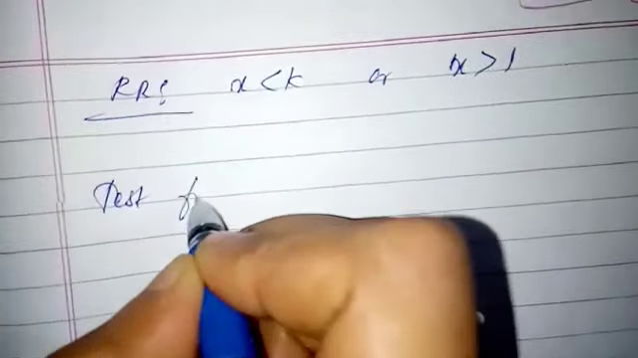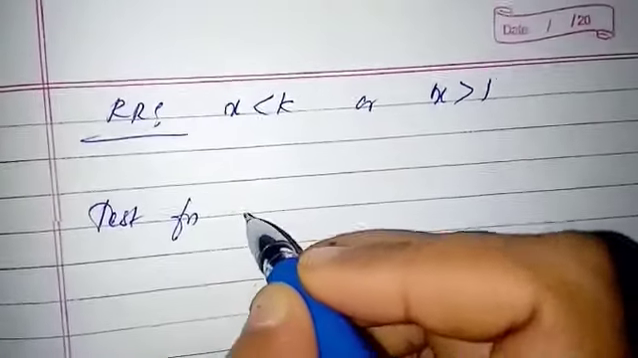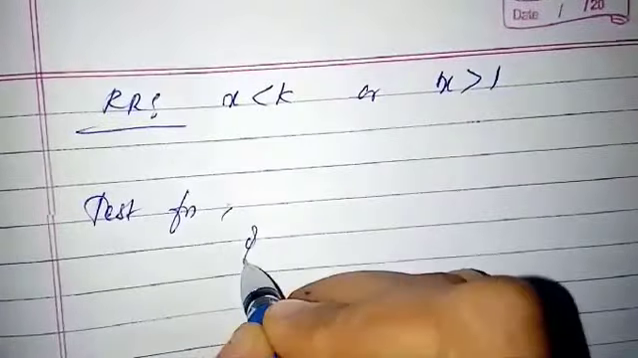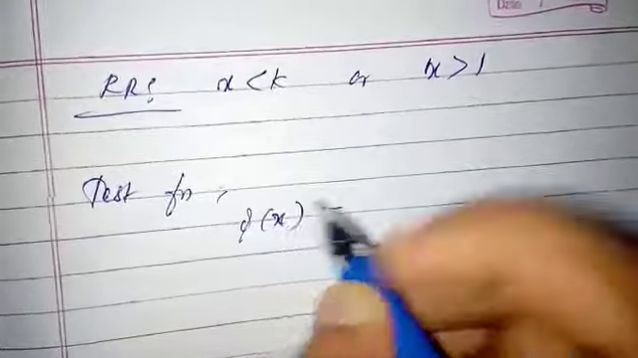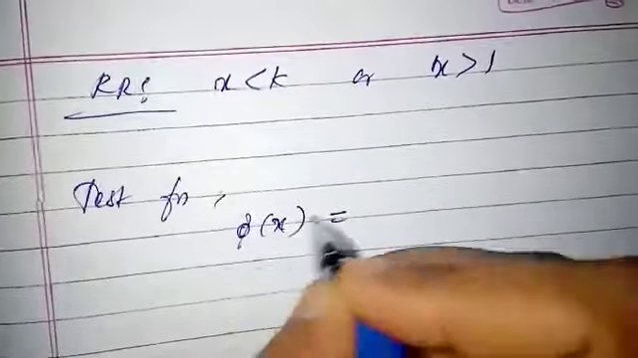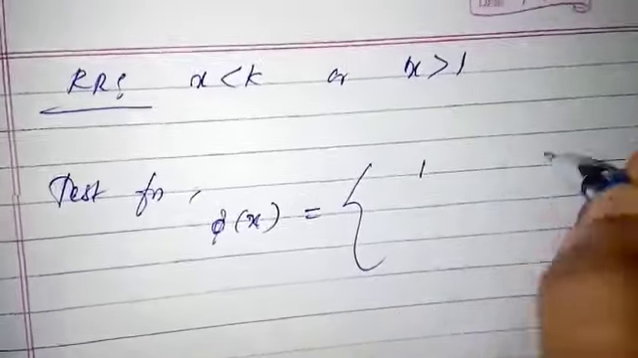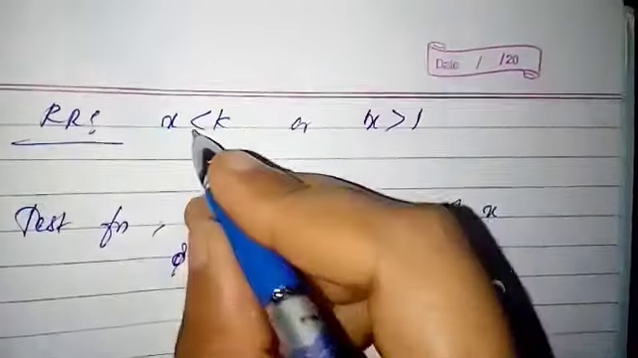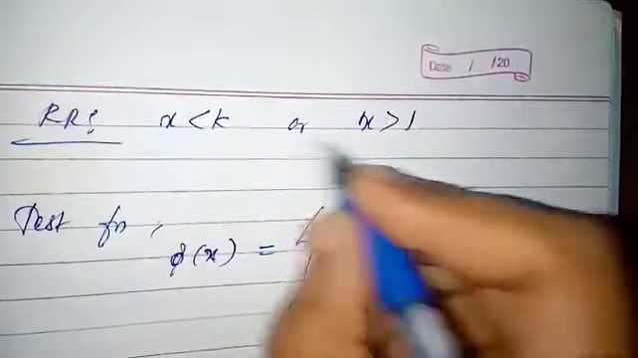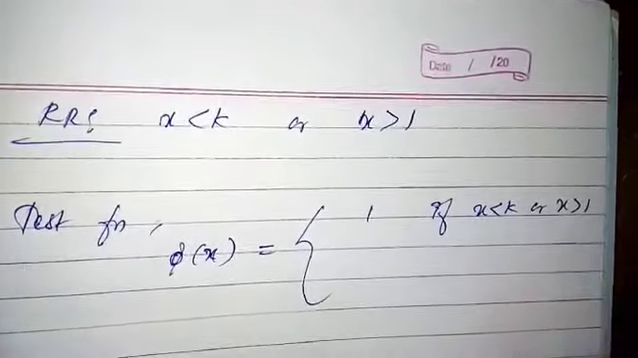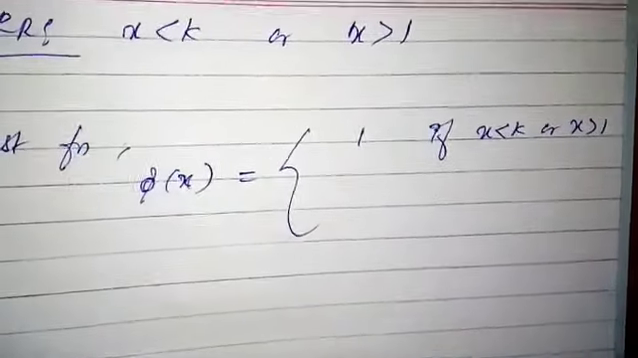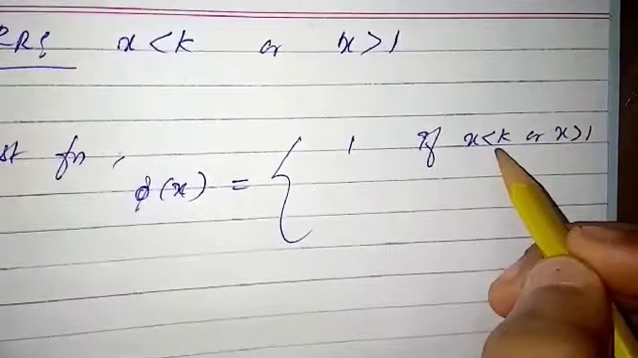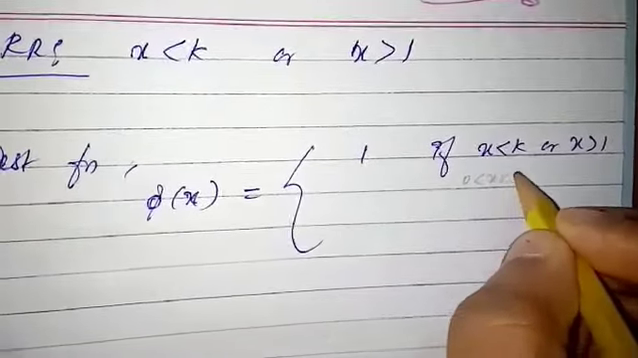Then what is the test function? The test function is phi of x, since it is a single variable. Phi of x equals 1 if x is less than k or x is greater than 1, where x less than k means 0 less than x less than k.